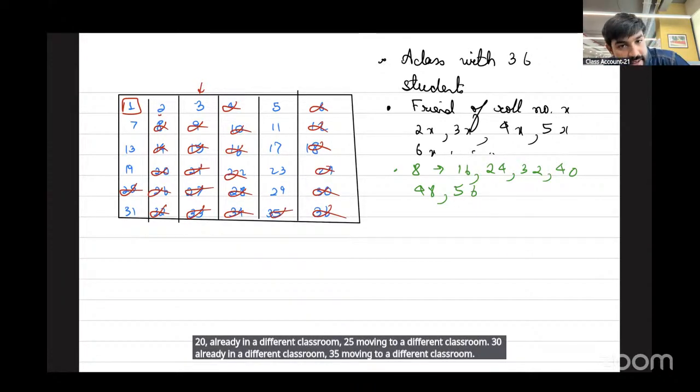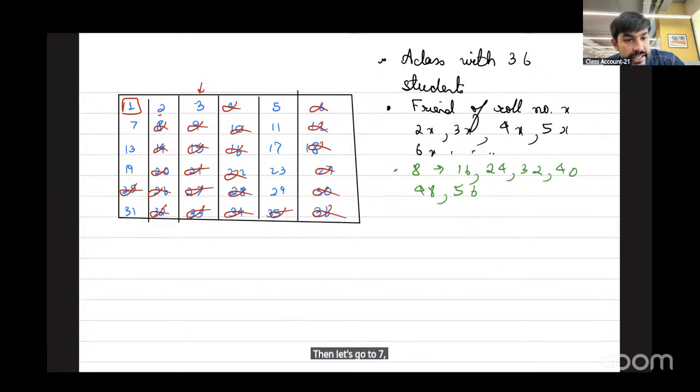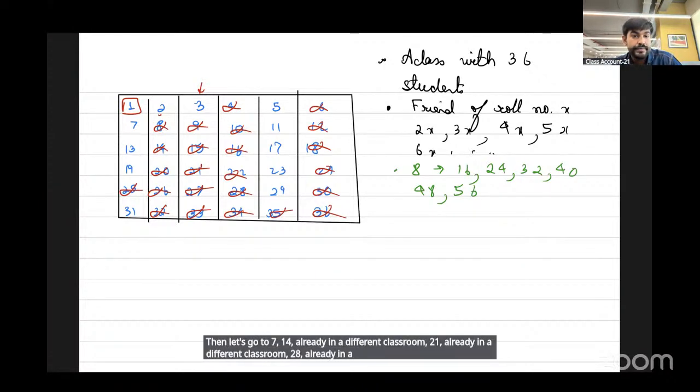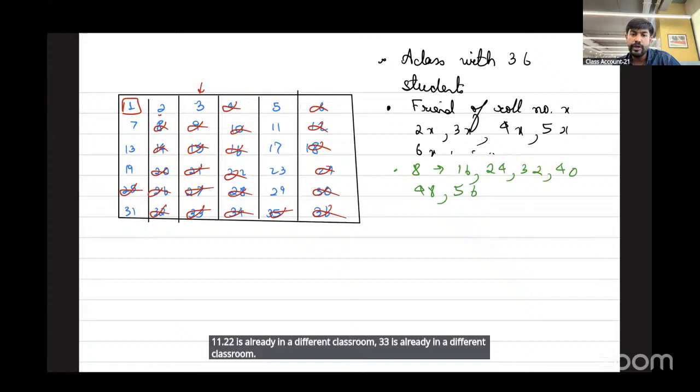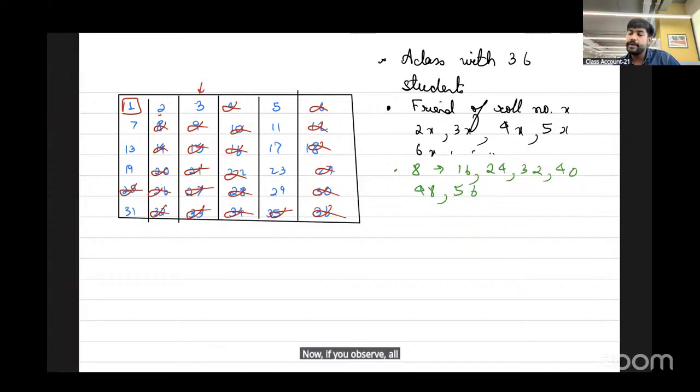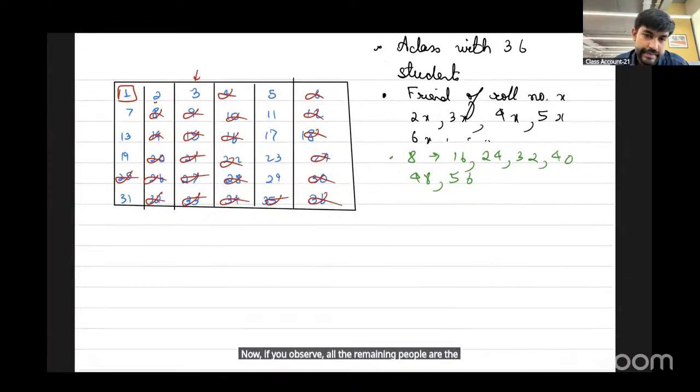Then let's go to 7. 14, already in a different classroom. 21, already. 28, already. 11, 22 is already in a different classroom. 33 is already in a different classroom. Now, if you observe, all the remaining people are the prime numbers.